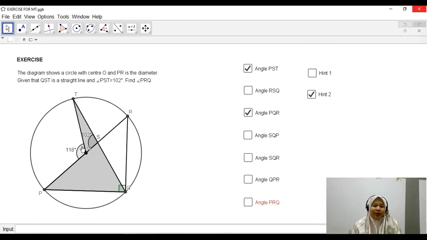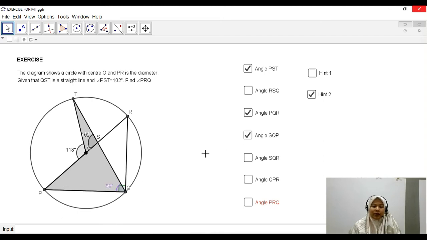Yes. Now the question is already given the angle at the center. We know the angle at the center is double the angle at the circumference. So the question already gives us the angle at the center. Let's find the angle at the circumference. To find it, we need to divide by 2. So the angle PQT or TQP, can we know the angle?